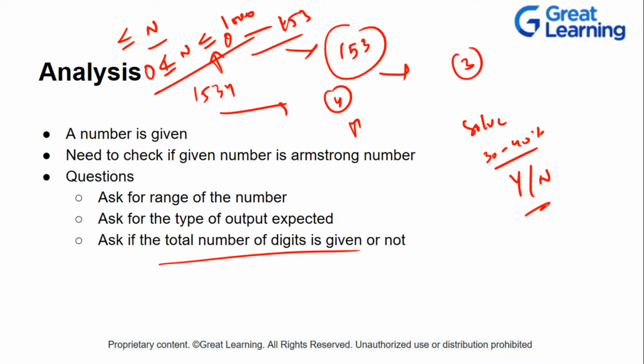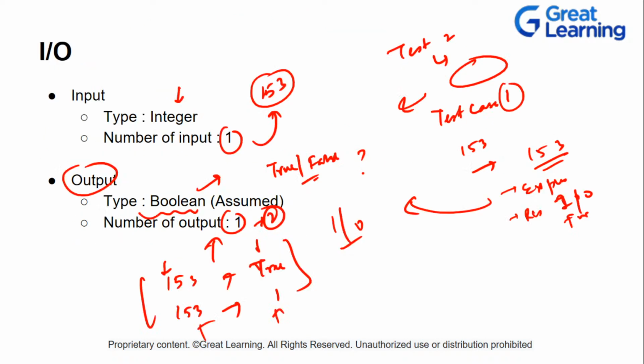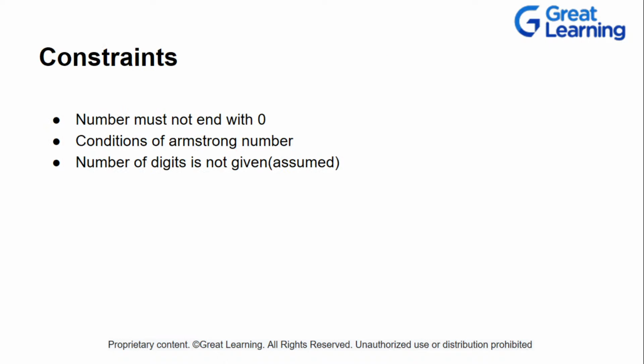Okay, what should be the type that is expected? How many digits are there if the total number of digits is given to us, right? This is all your analysis. Then input and output, right? What is the input and what should be the output, right? Make sense? Then finally, the constraints.